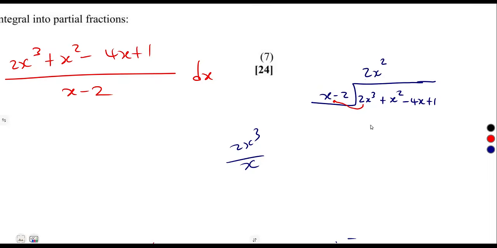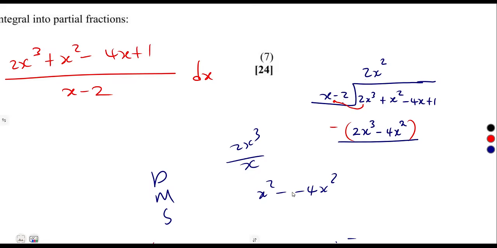So 2x squared times x, 2x cubed; 2x squared times minus 2, that's minus 4x squared. Then we do subtract, remember? So after that, we subtract. So divide, multiply, subtract, and repeat like that. So subtracting, that's a 0 here. x squared minus minus 4x squared, it was going to be a positive. So that's 5x squared. All right.